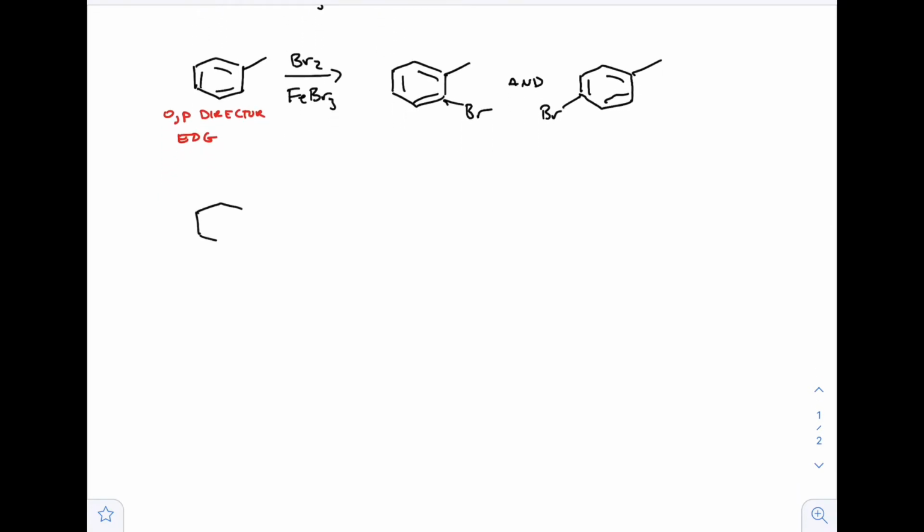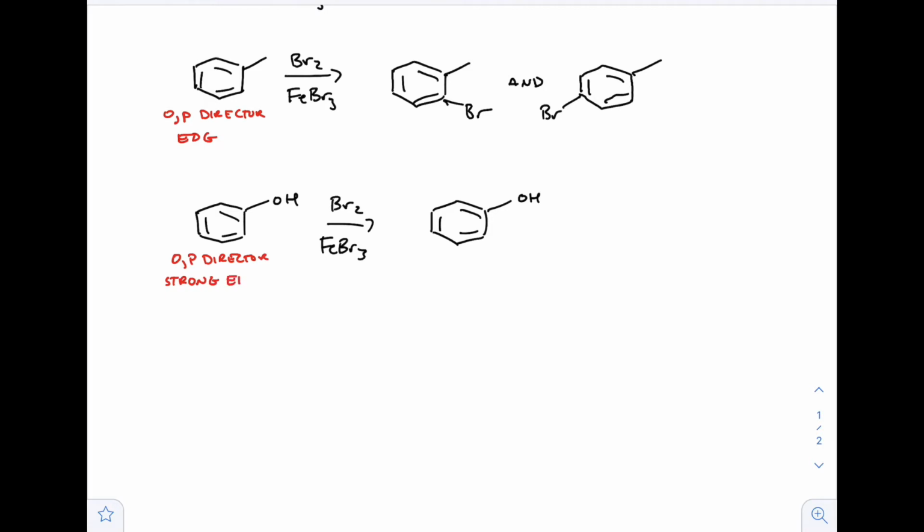All right, so now let's say we've got this guy right here, a phenol, right? The OH group. And then we throw in the bromine and the Lewis acid as well. OH is also an ortho-para director, right? And it is an electron donating group. But if you remember the chart given to you and in your book, the OH is at the top of that list on strong electron donating groups.